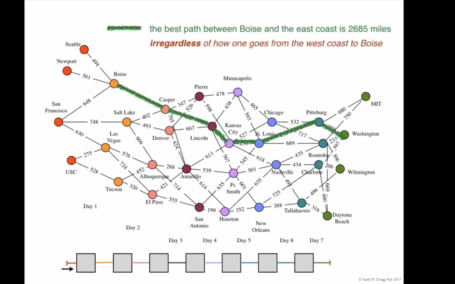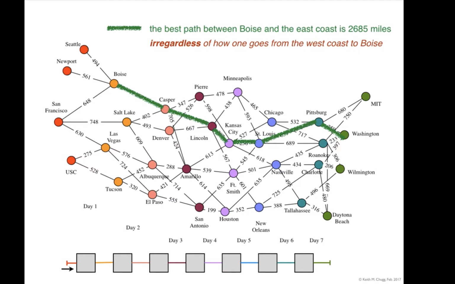So by conditioning on the state of being in Boise, we decouple the problem into 2 shortest path problems. One is still hard. That's the green crayon one that I gave you the answer to. The other one is very easy. It's just the shortest way to go from the West Coast to Boise, and that's a very simple calculation. We can all tell that's Seattle.